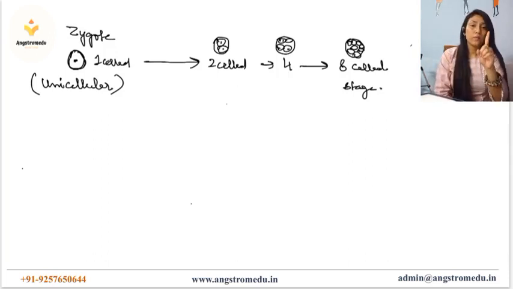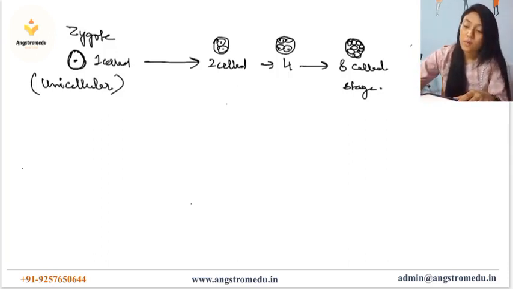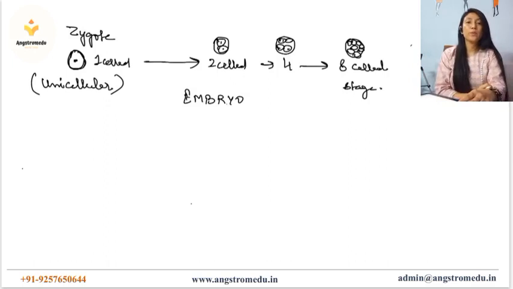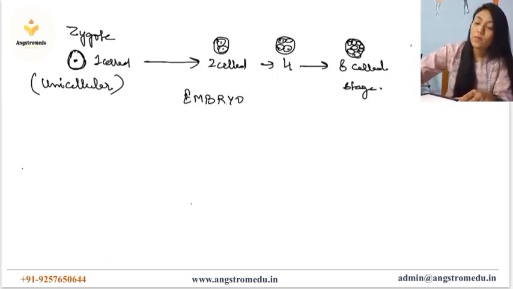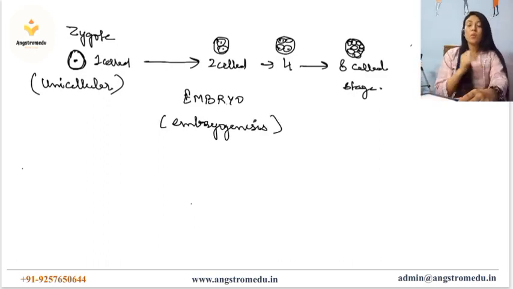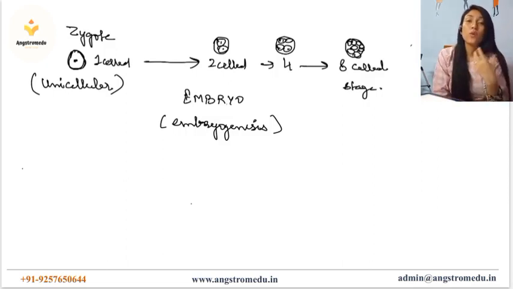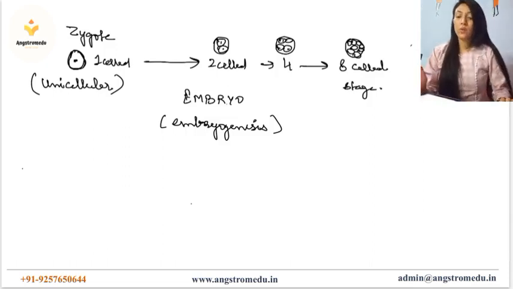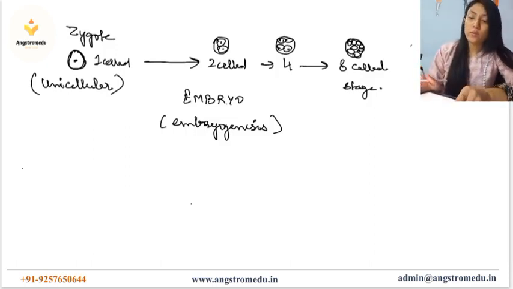So right after the first division, the developing zygote is now known as embryo. Okay, and the formation of an embryo is known as embryogenesis. Okay, what is genesis? Genesis means formation of something, and embryogenesis means formation of an embryo. So this whole process is known as embryogenesis.